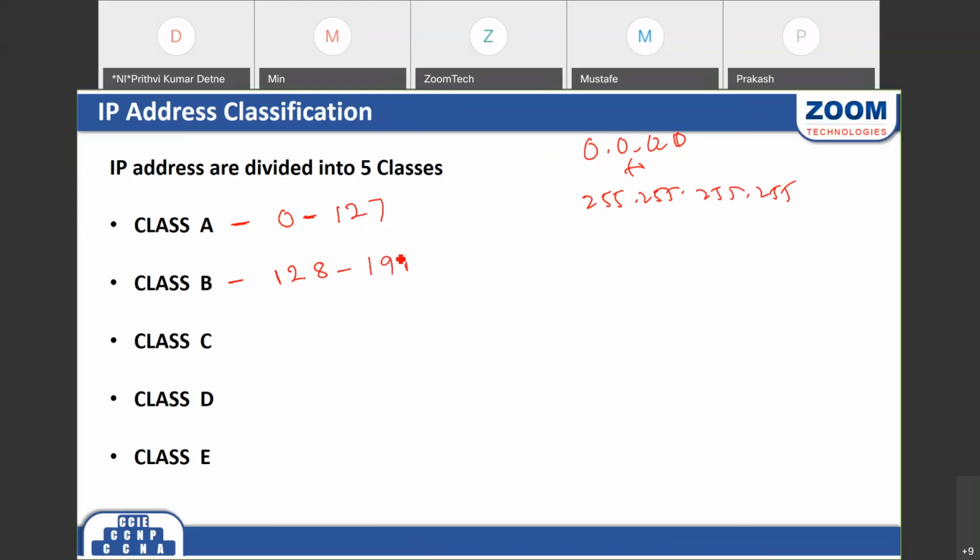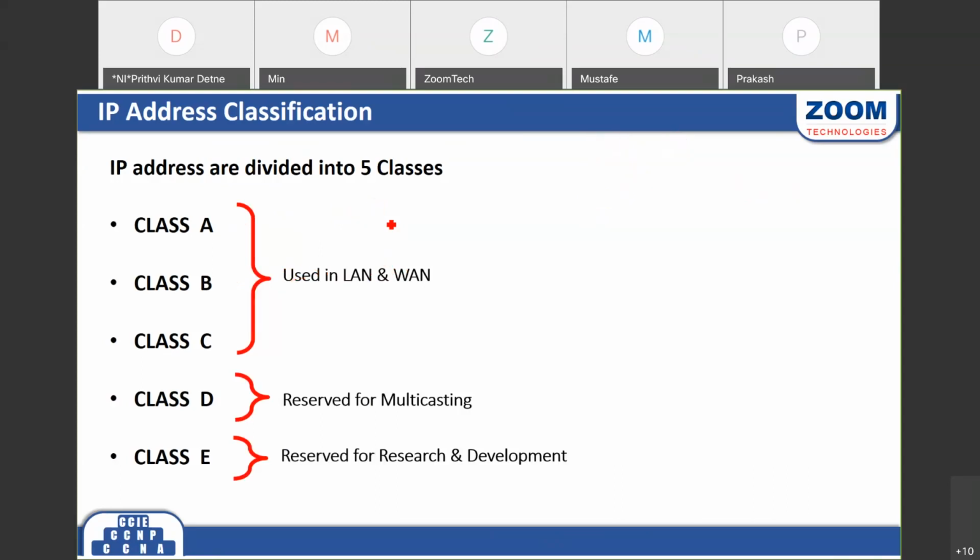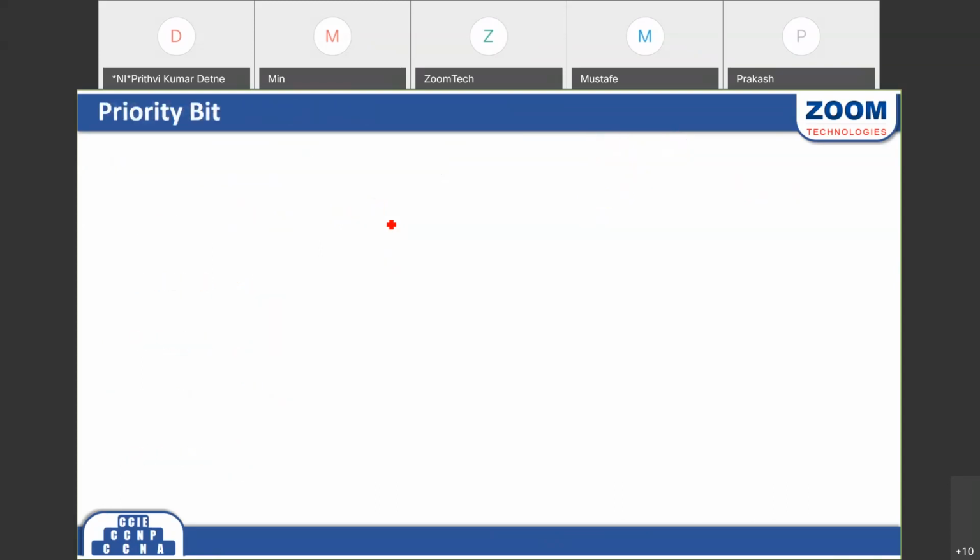What was the logic here for Class A being 0 to 127 only? Why not 0 to 128? What was the logic exactly here? It could be 0 to 50 also, or 0 to 10. For Class B, 128 to 191 only. What was the logic here? The logic is that all the class address ranges depend upon the priority bits.